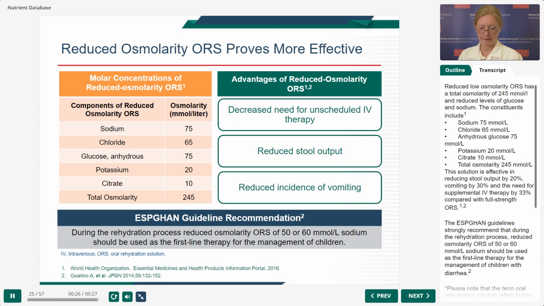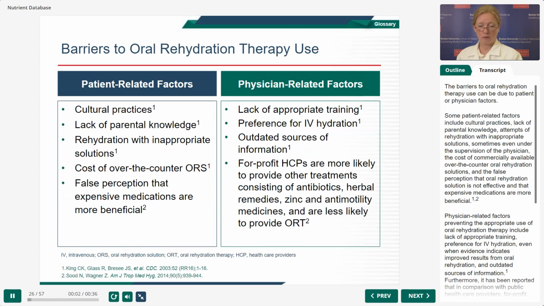There are barriers to the use of oral rehydration therapy, and those may be related to the patient or to the physician. I will go through just a couple of examples. Cultural practices might be one. The cost of ORS might be another. For physicians, they may not be trained properly, or they may be in a for-profit setting where it has been observed in studies that there's more prescriptions of antibiotics and more expensive medication instead of using ORS.